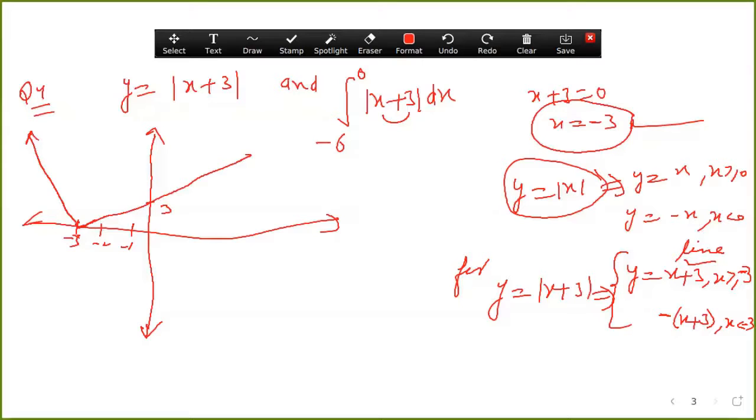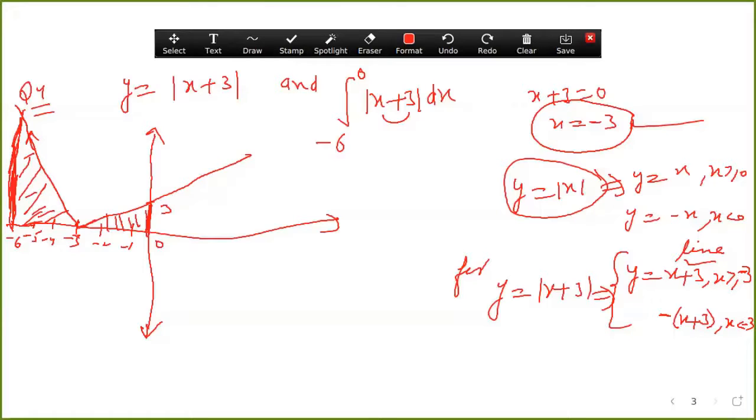Okay. Now you have to take the limit from minus 4. This is minus 5. This is minus 6. Take this upward. This is minus 6 to 0, up to this line. This is 0. Up to this line you have to calculate. I have just darkened it from minus 6 to 0. It means this shaded portion you have to calculate.